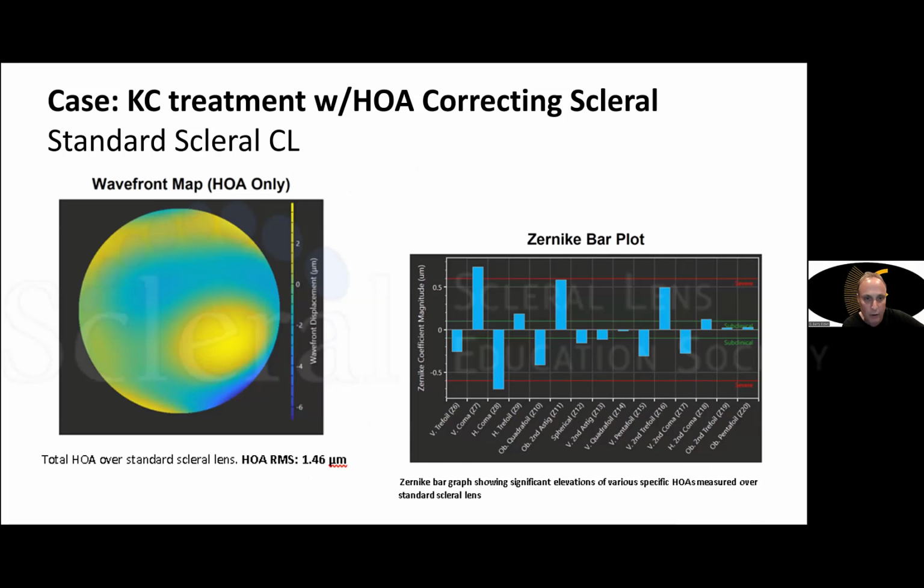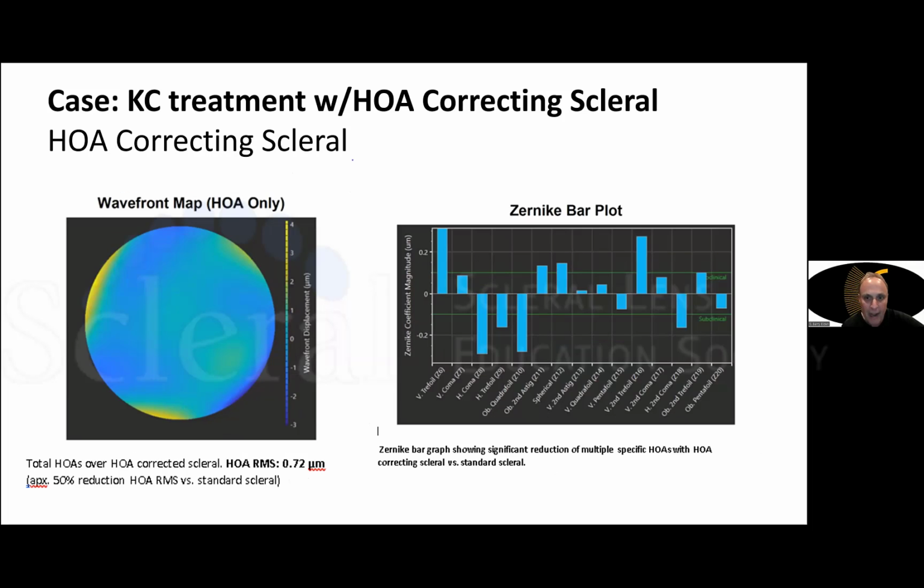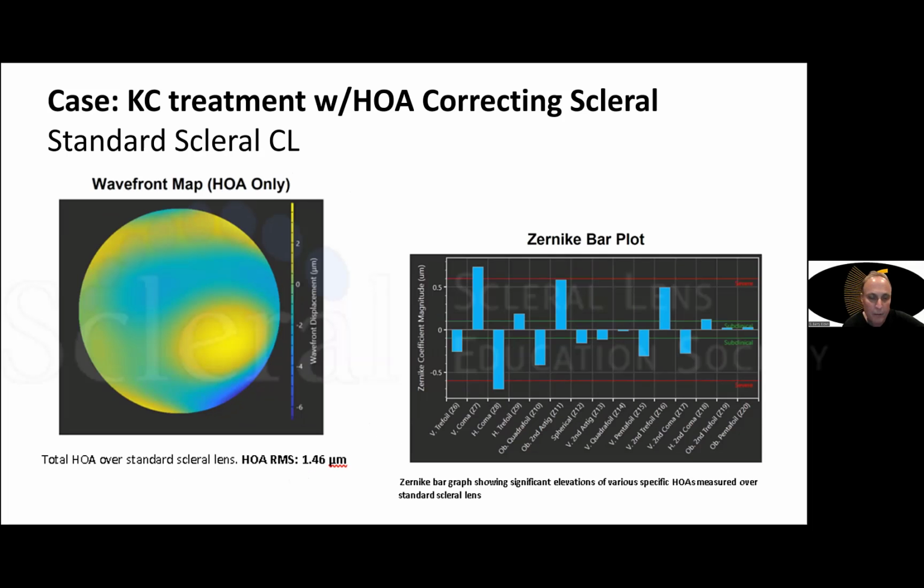Again, my apologies because there's audio on this. We can see that there's significant high order aberrations residually in this case when we put a scleral lens on this particular patient's eye. Now, we go back and we take a measurement of a traditional scleral doing aberrometry, and we can see there's a significant amount of residual high order aberrations in this particular case.